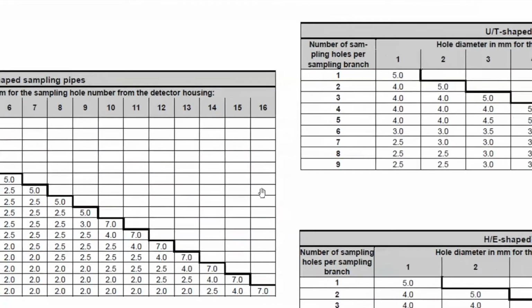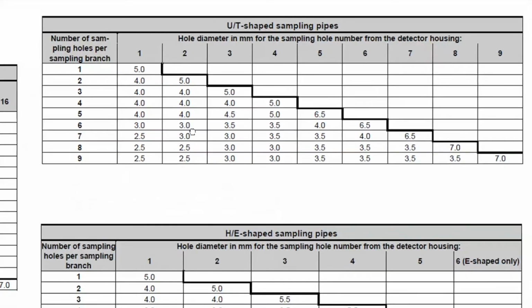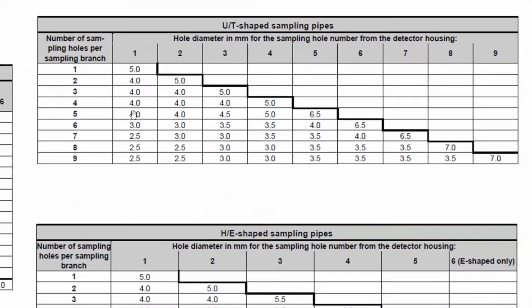And the same for different shapes, for example, U or T. This one is for every branch. You see, we have different diameters.